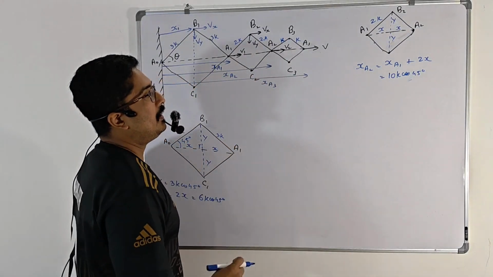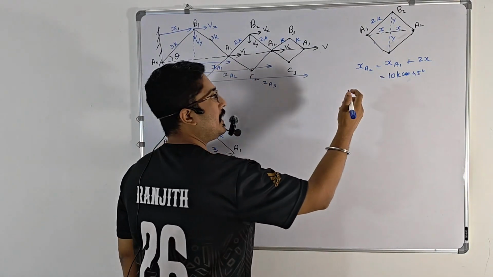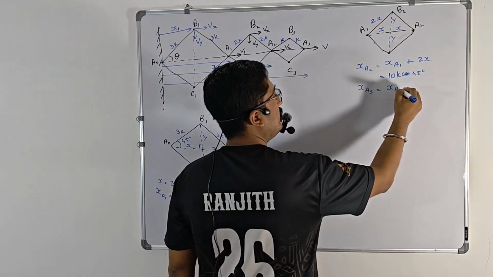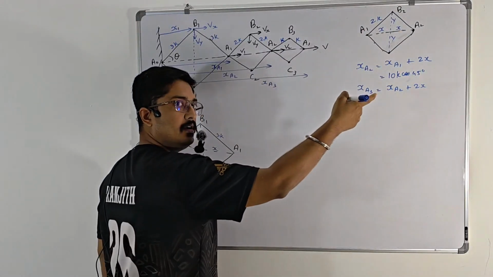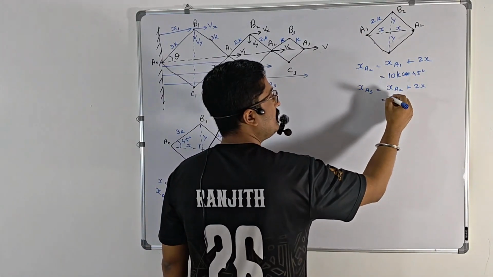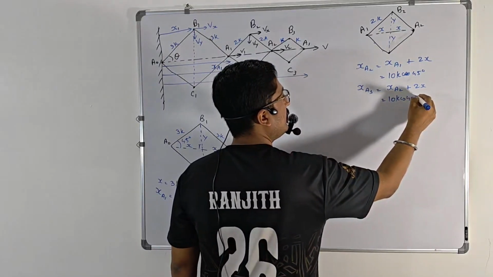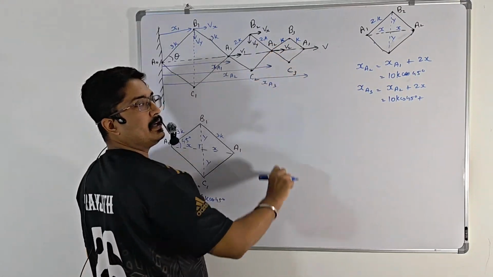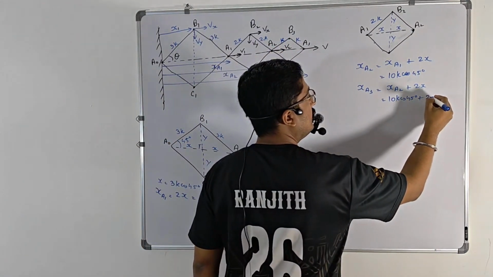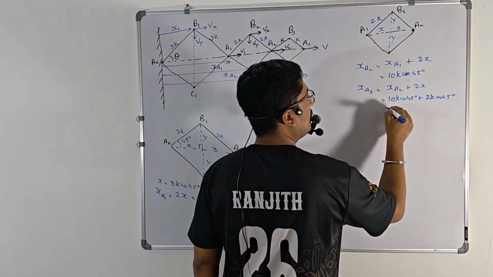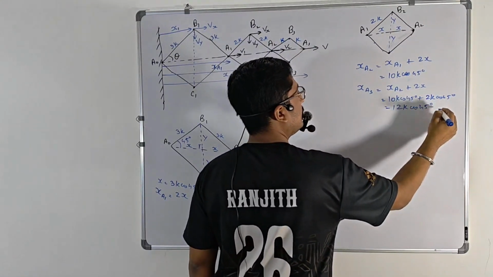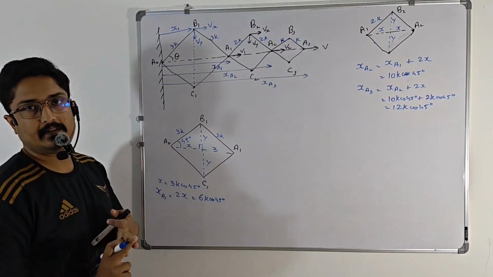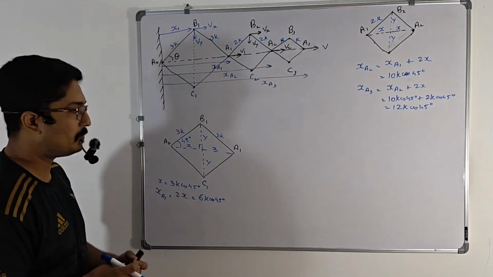Okay, fine. Now similarly, can I say XA3 is equal to what? XA2 plus 2x in the third rhombus. So XA2 is already 10k cos 45 degree, plus for the third rhombus, the side is just k, so the component would be k cos 45, and 2x becomes 2k cos 45 degree. That will become 12k cos 45 degree. So this becomes our XA3. Now I have XA1, XA2 and XA3. I think now you understand. The next step would be pretty easy.